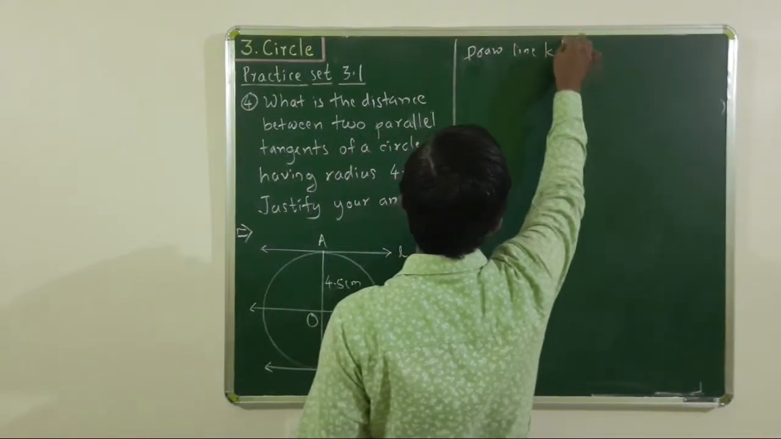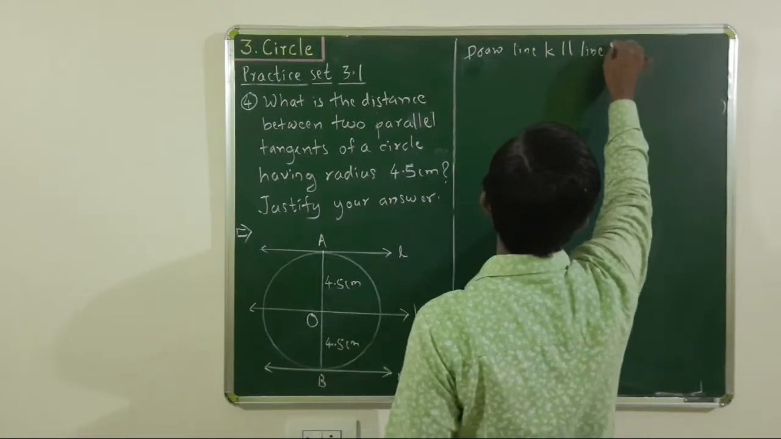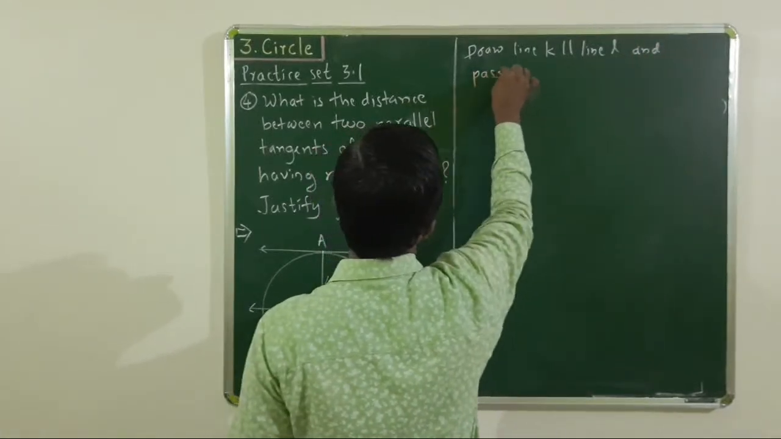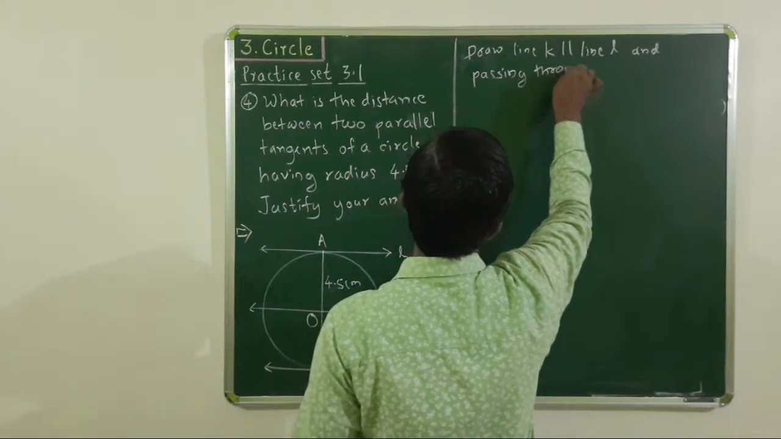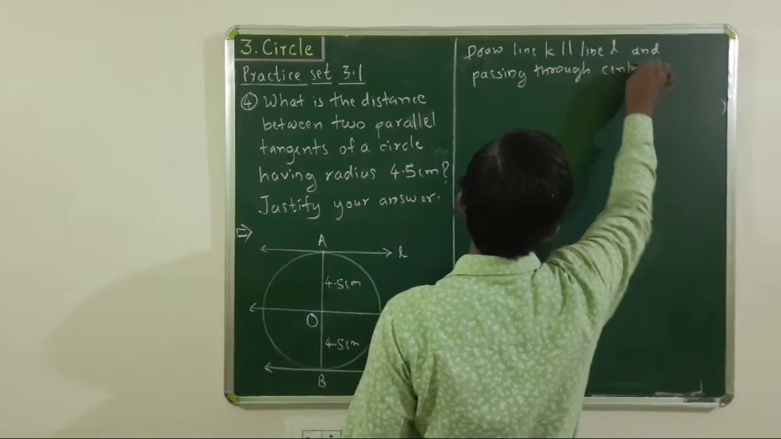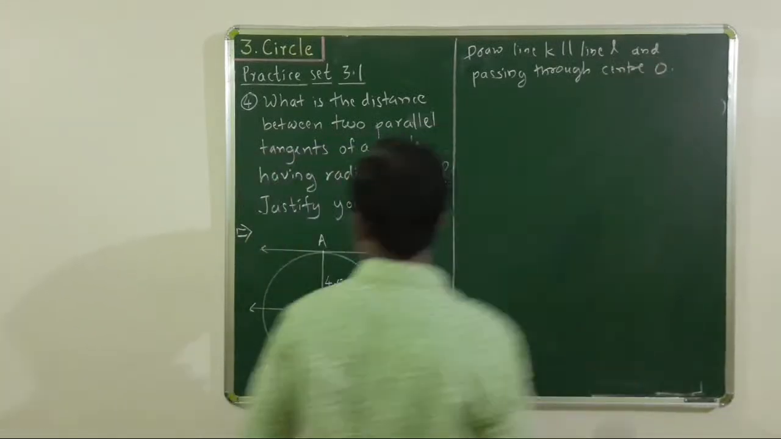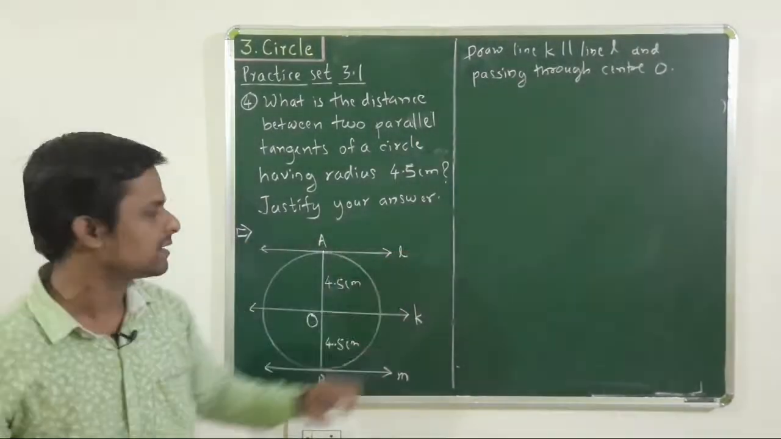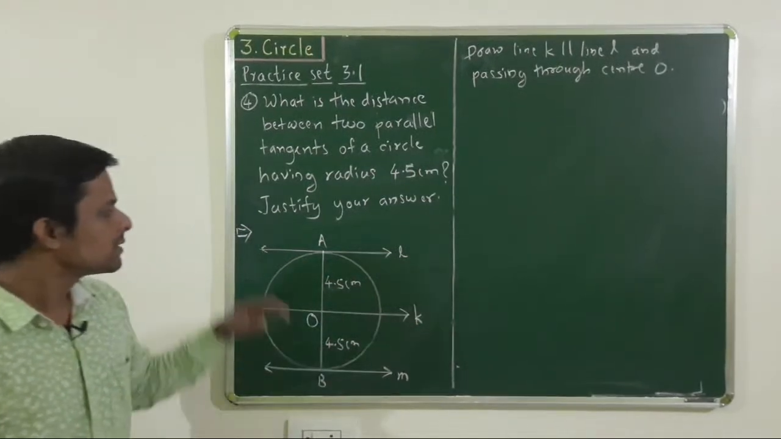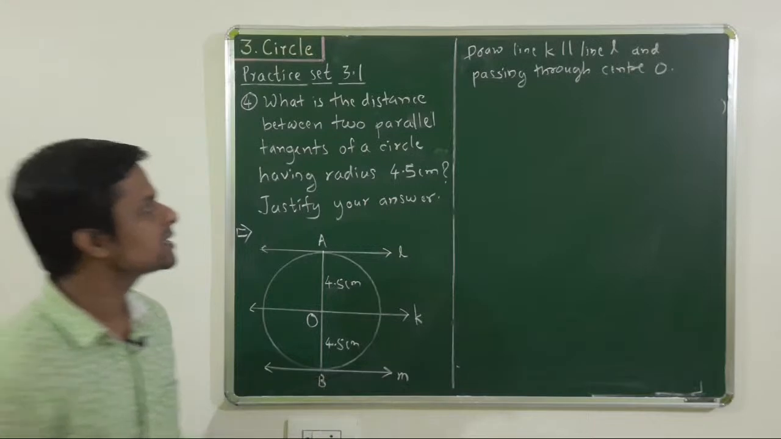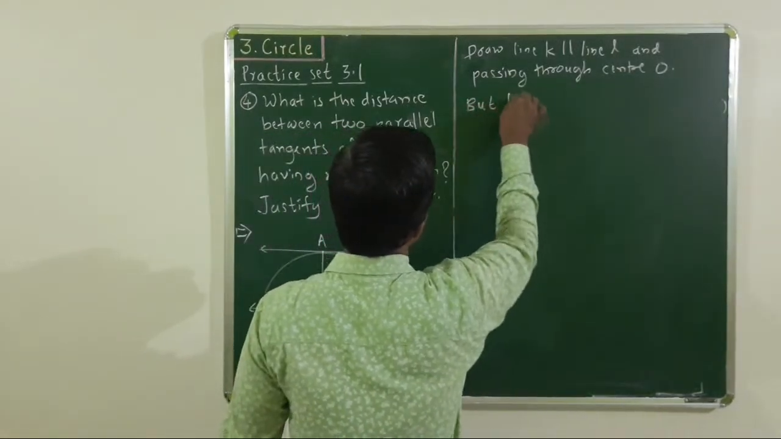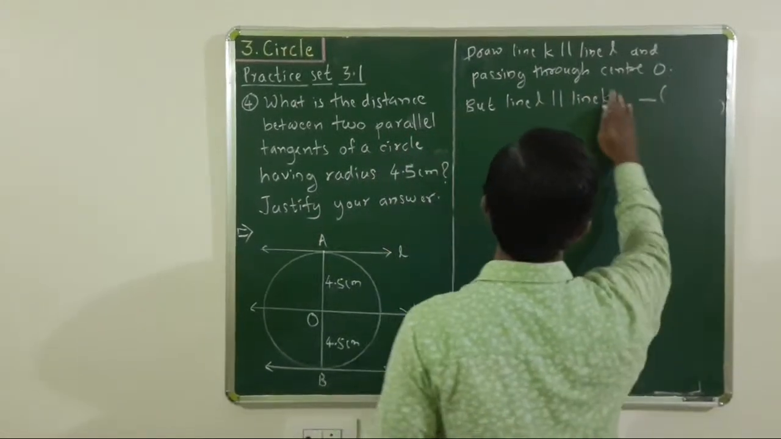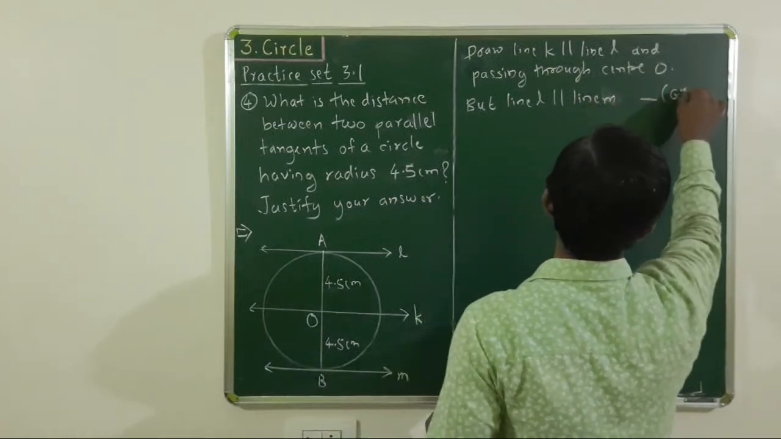Draw line K parallel to line L and passing through center O. Listen again. We have drawn one more line, that is line K, which passes through center O and which is parallel to line L. Means line L is parallel to line K. Now line L is parallel to line M, which is given.